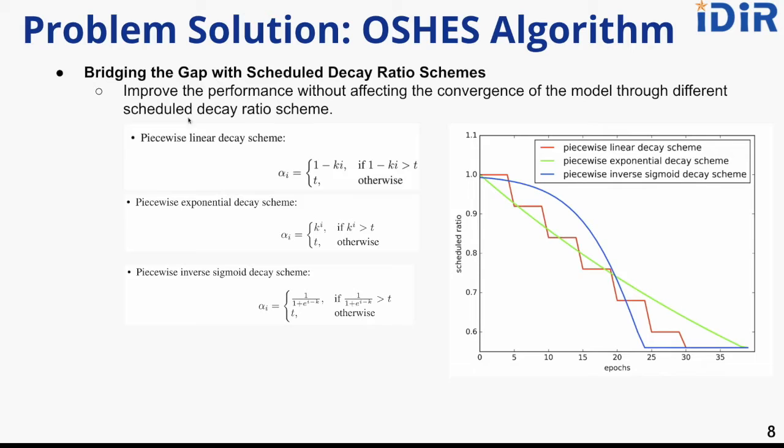We tried the 3 different decay schemes to try to improve the performance without affecting the convergence of the model through different scheduled decay. On the right side, the figure shows how the scheduled ratio changes along with the epochs. By the way, the decay ratio is defined by the threshold T and parameter K. Essentially, the scheduled decay ratio alpha defines how sensitive the model is to the easy examples.